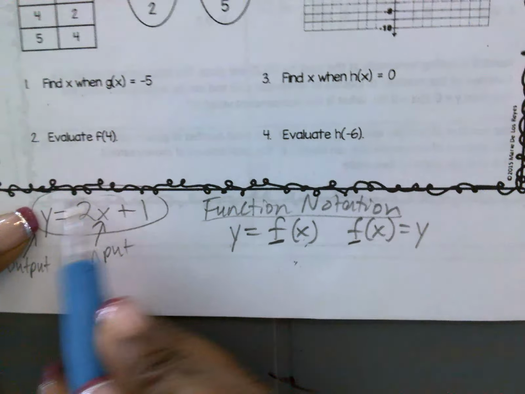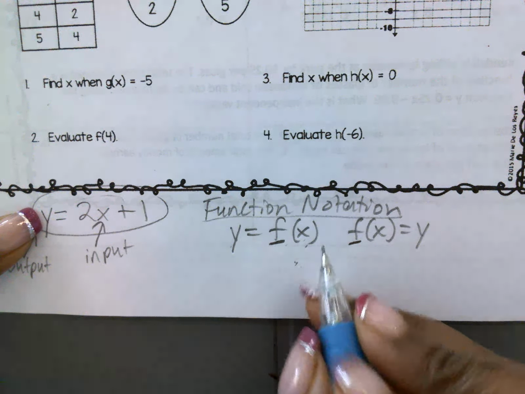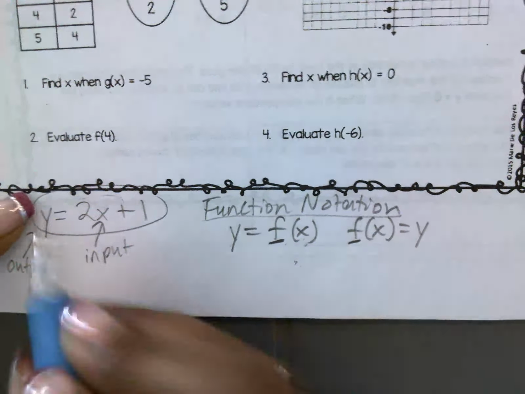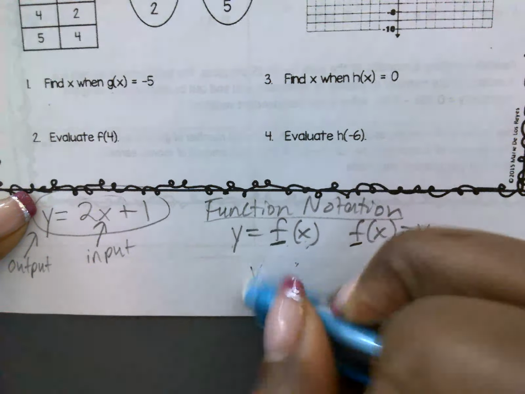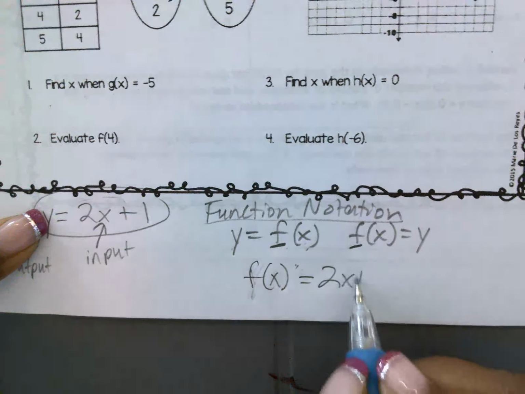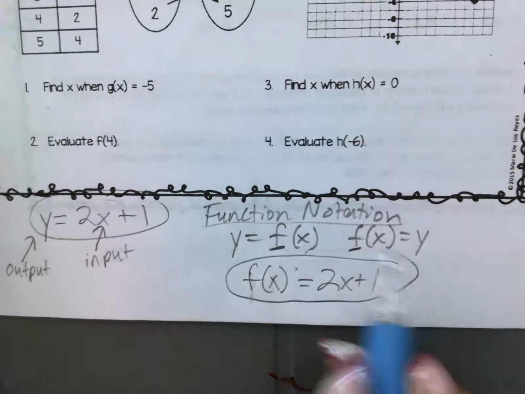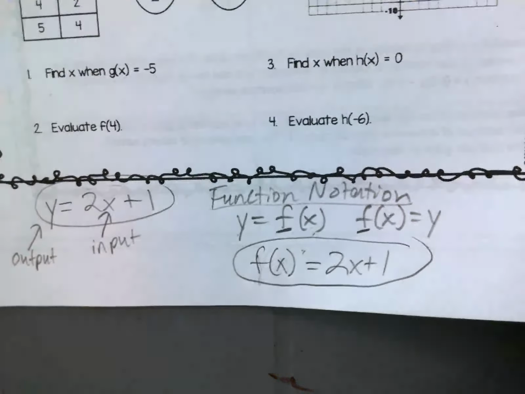All right, so to write this equation in function notation, you replace y with f of x or g of x or h of x. I'm going to use f of x for now. So I write this as f of x is equal to 2x plus 1. This equation is written in function notation, okay? All right. And we're going to write notes about that today, okay?